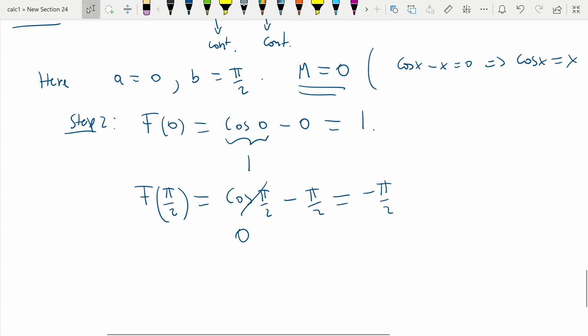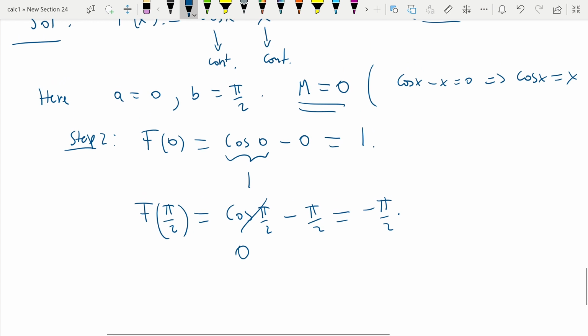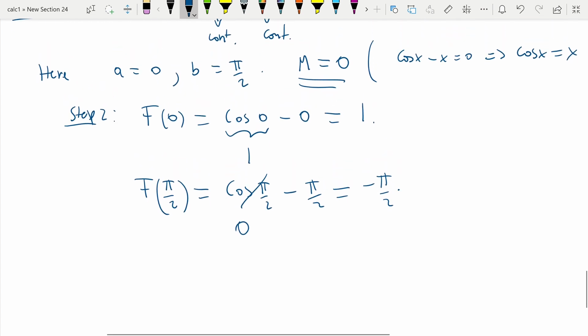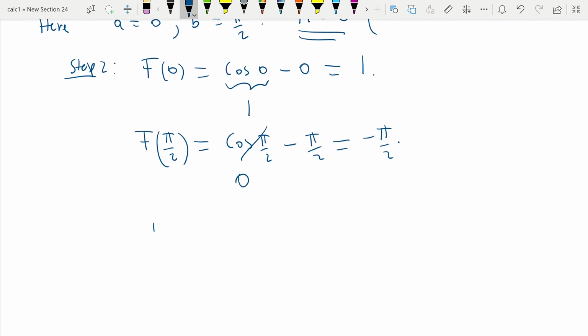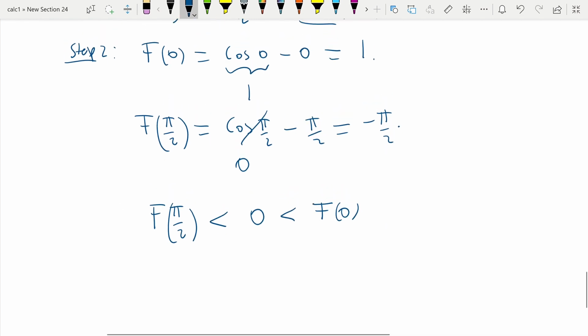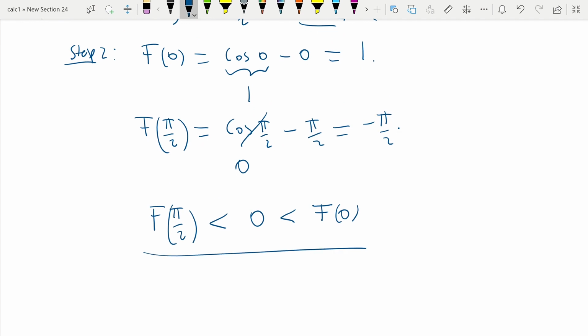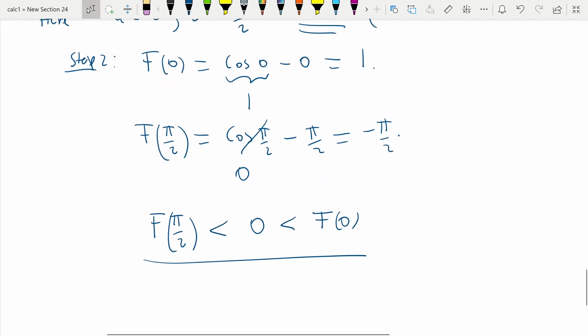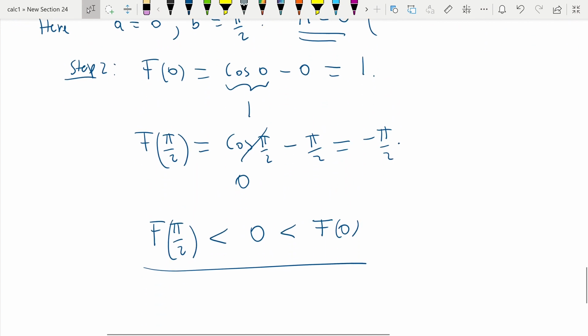And this is a negative number, minus pi over 2, and 1 is a positive number, so m is clearly in between the two of them. So f of pi over 2 is less than 0 and is smaller than f of 0, which is 1, you remember. So this is the second step. So we check that the value m is in between the values of f at both endpoints.